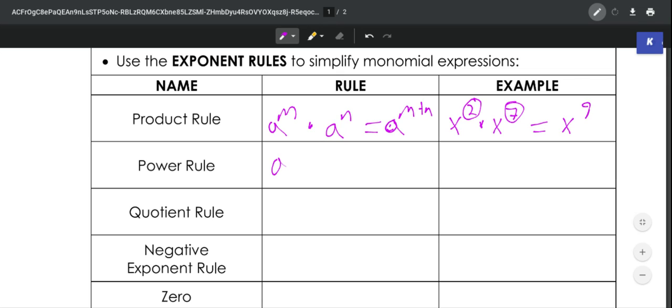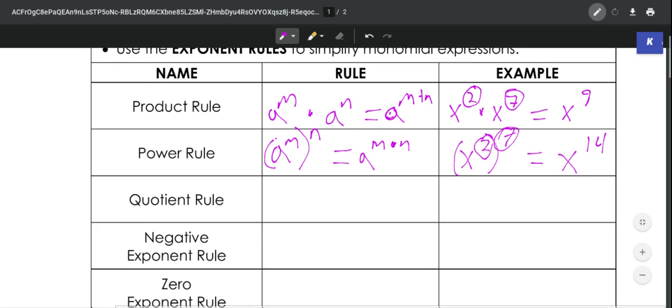Now the power rule is very similar. So if we have a to the m, which is just like x squared or something, to the power of n, so if we have a term with an exponent that's to the power of another exponent, we actually multiply our two exponents. And then a real example of that would be x squared, and all of that's to the 7th power. That would be x to the 14th. So all we did was multiply these two exponents.